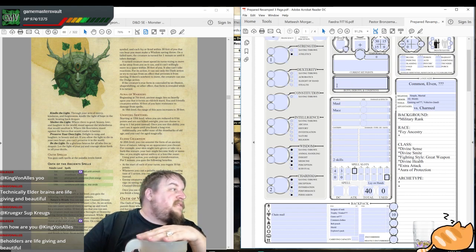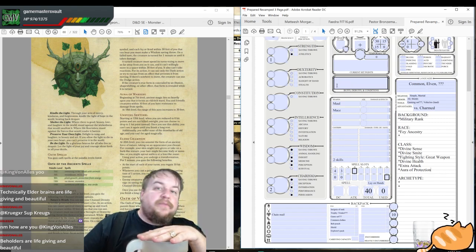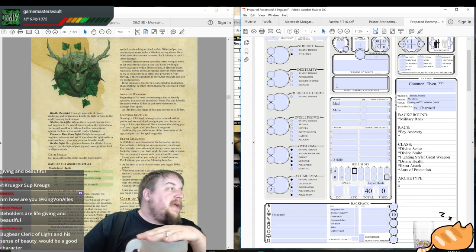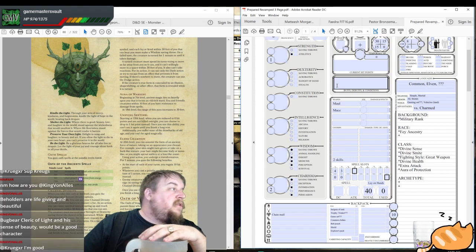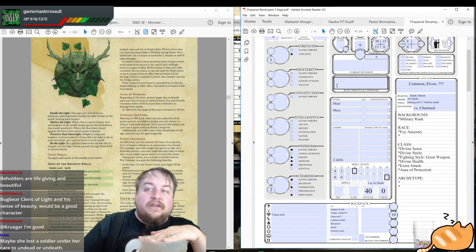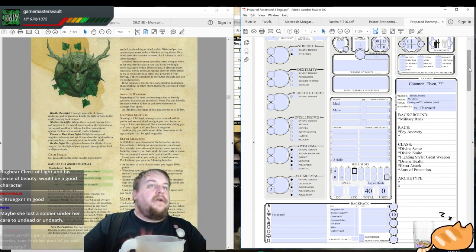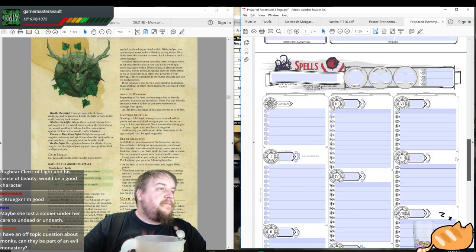If you allow the light to die in your own heart, you can't preserve it in the world. And be the light. Be a glorious beacon for all who live in despair. Let the light of your joy and courage shine forth in all your deeds. We are going to receive some oath spells.